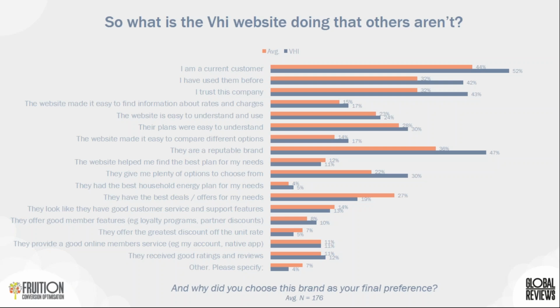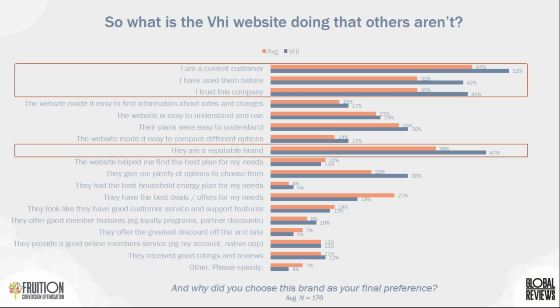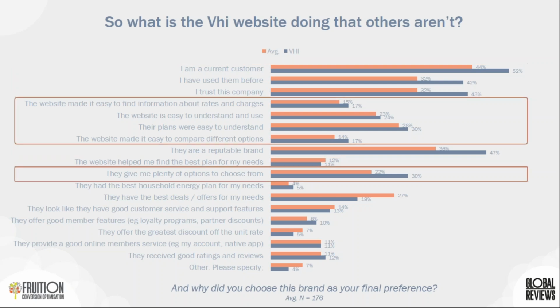And so if we think about what the VHI website is doing that others aren't, we can see that again, familiarity, brand and trust are reasons for choosing them. In terms of against the average, VHI are really doing these things better than others in terms of those that chose them as their final preference. But we can also see that the website experience is also, there's a difference there between VHI and the average.